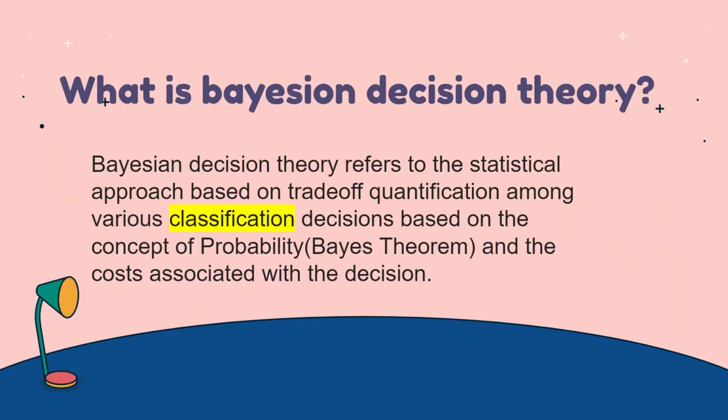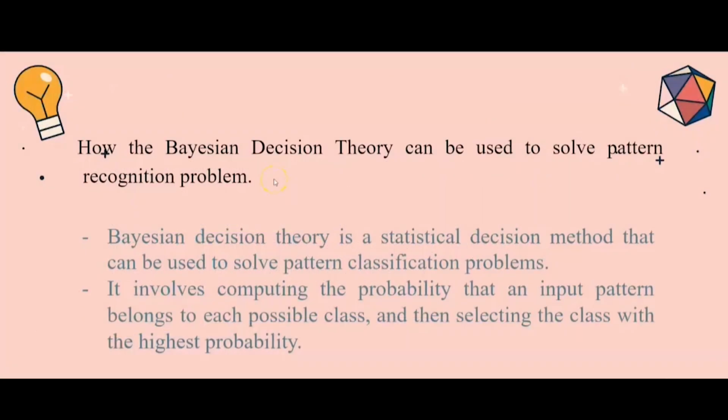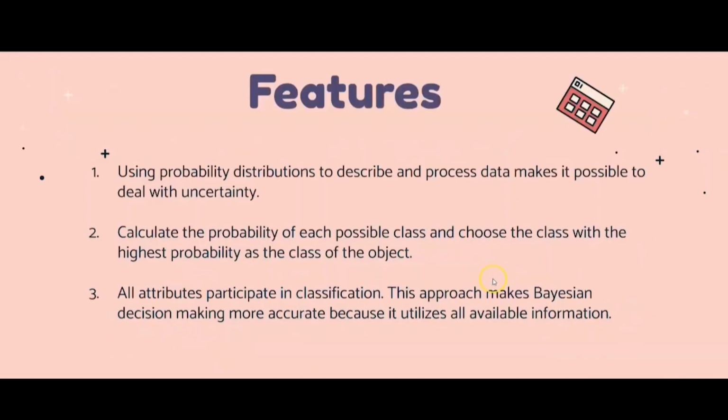Bayesian decision theory refers to the statistical approach based on trade-off quantification among various classification decisions, based on the concept of probability, Bayes' theorem, and the cost associated with the decision. The Bayesian decision theory solves pattern recognition problems. It is a statistical decision method that can be used to solve the pattern classification problem, and it involves computing the probability that an input pattern belongs to each possible class, and then selecting the class with the highest probability. The features of Bayesian decision theory: using the probability distribution to describe and process data makes it possible to deal with uncertainty.